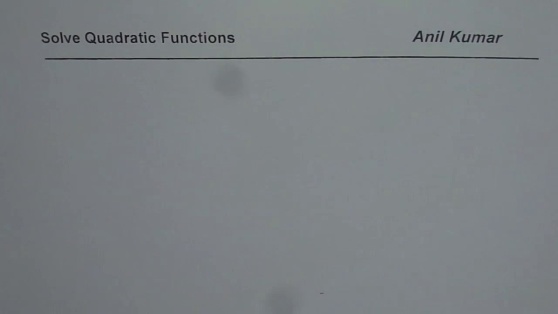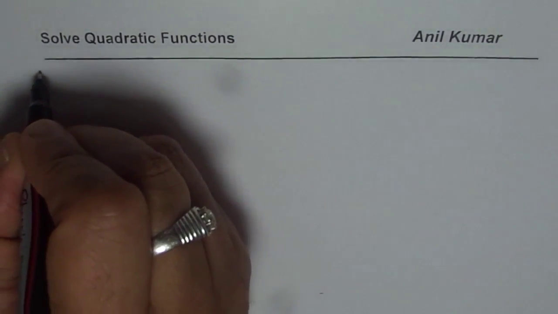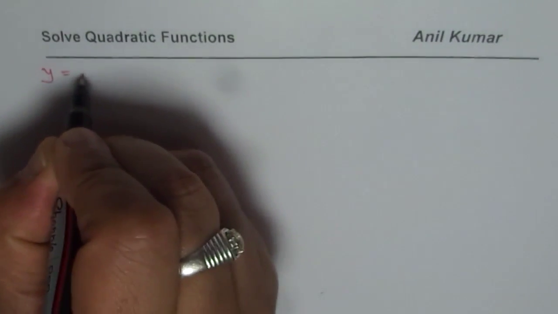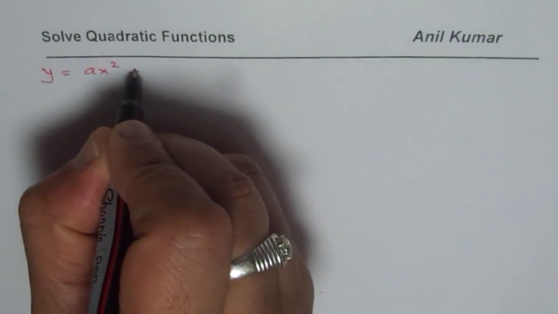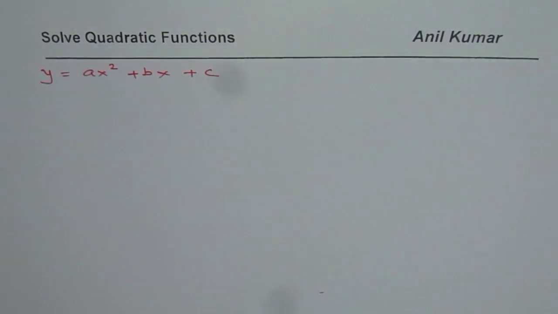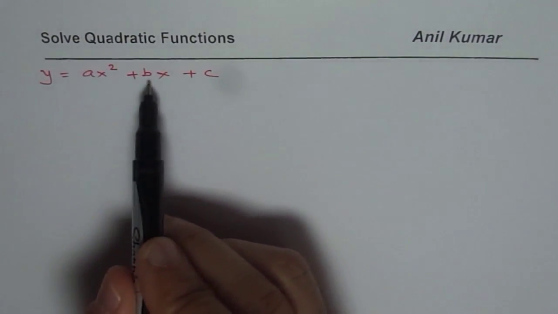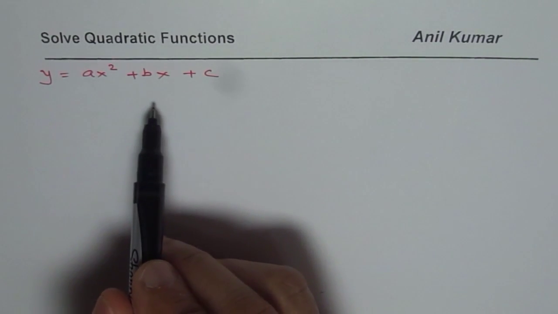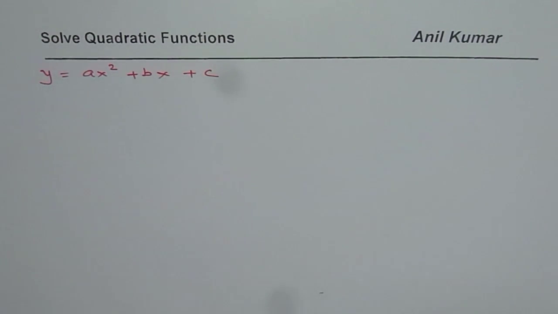I'm Anil Kumar, and in this series of rearranging and working with formulas, we will understand how to solve quadratic functions. In general, a quadratic function is written as y equals ax squared plus bx plus c. Now that is a standard form of a quadratic function. In many cases we could have sometimes b as 0, sometimes c as 0. Depending on that, we get different forms of the equation, right?